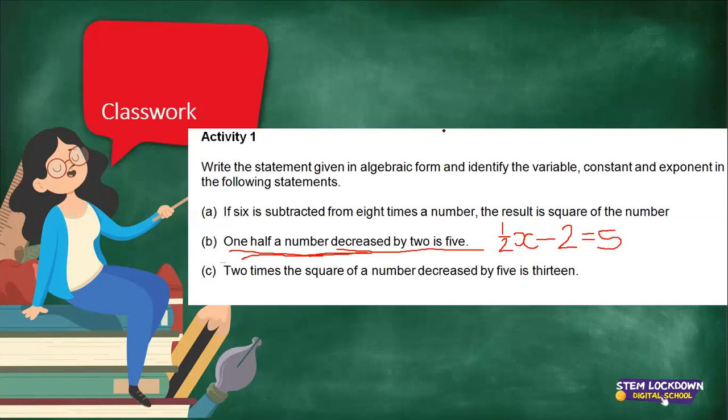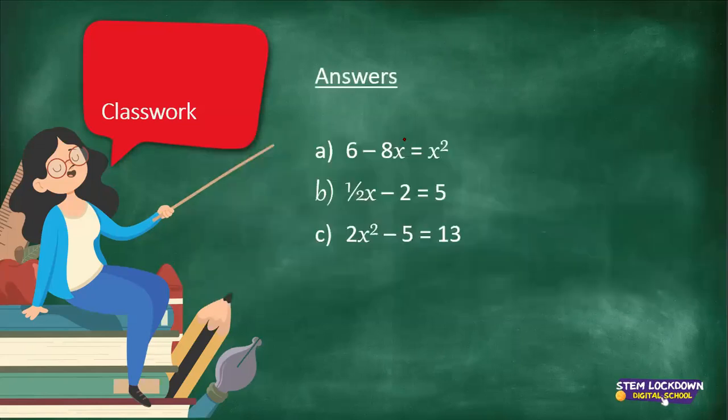Remember here the exponent. If x is by itself, the exponent is 1. But in this case, x squared, the power is 2. So these two are your exponents. Remember, I said x is the same as x to the power 1.